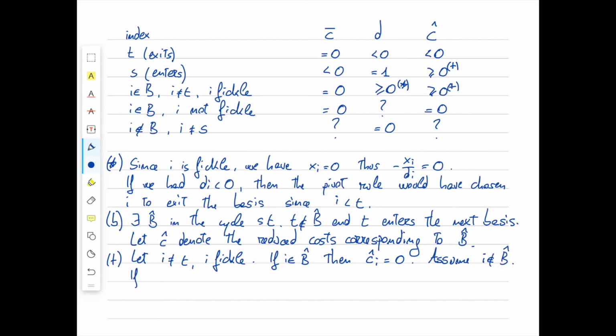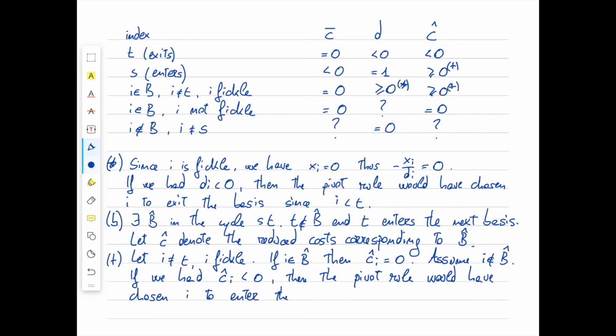We prove it by contradiction. If we had c hat i strictly smaller than 0, then my pivoting rule would have chosen i to enter the basis, because in this iteration we have that t enters the basis, but since i also has a negative reduced cost and is a smaller index than t, the pivoting rule should have chosen i instead. So we found a contradiction, thus c hat i is greater than or equal to 0, as we wanted to show.